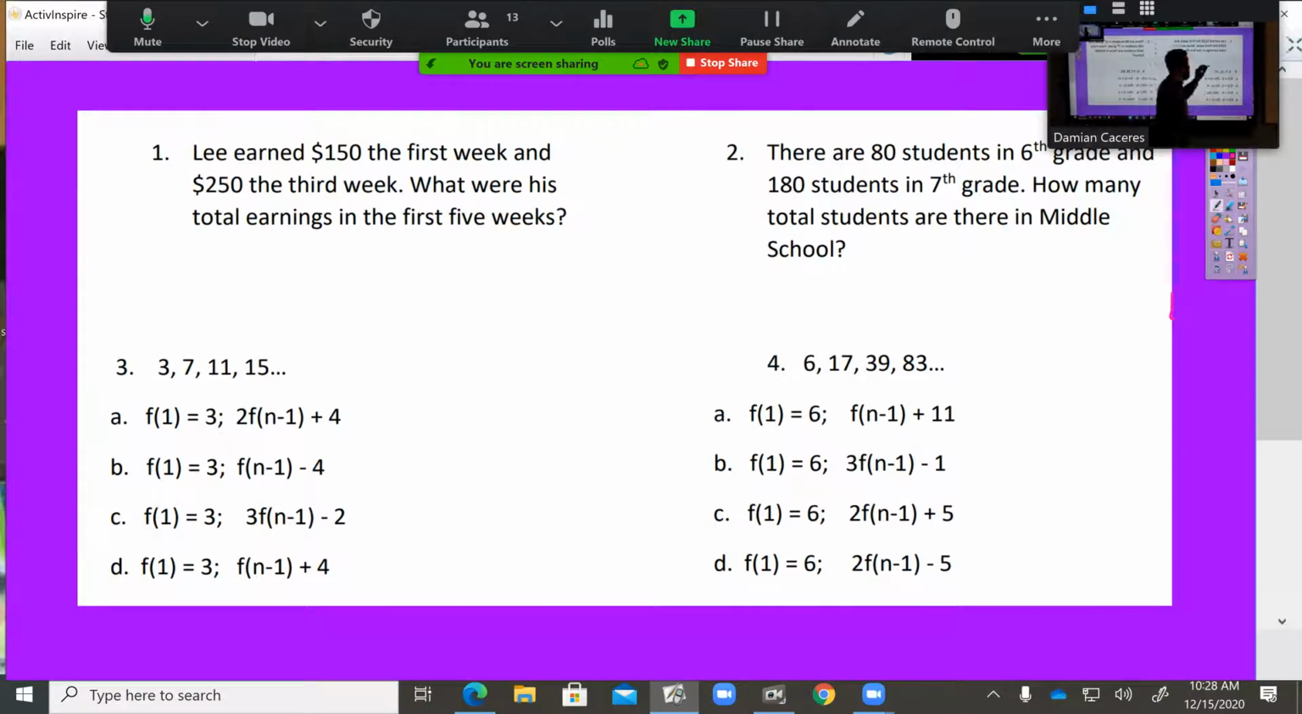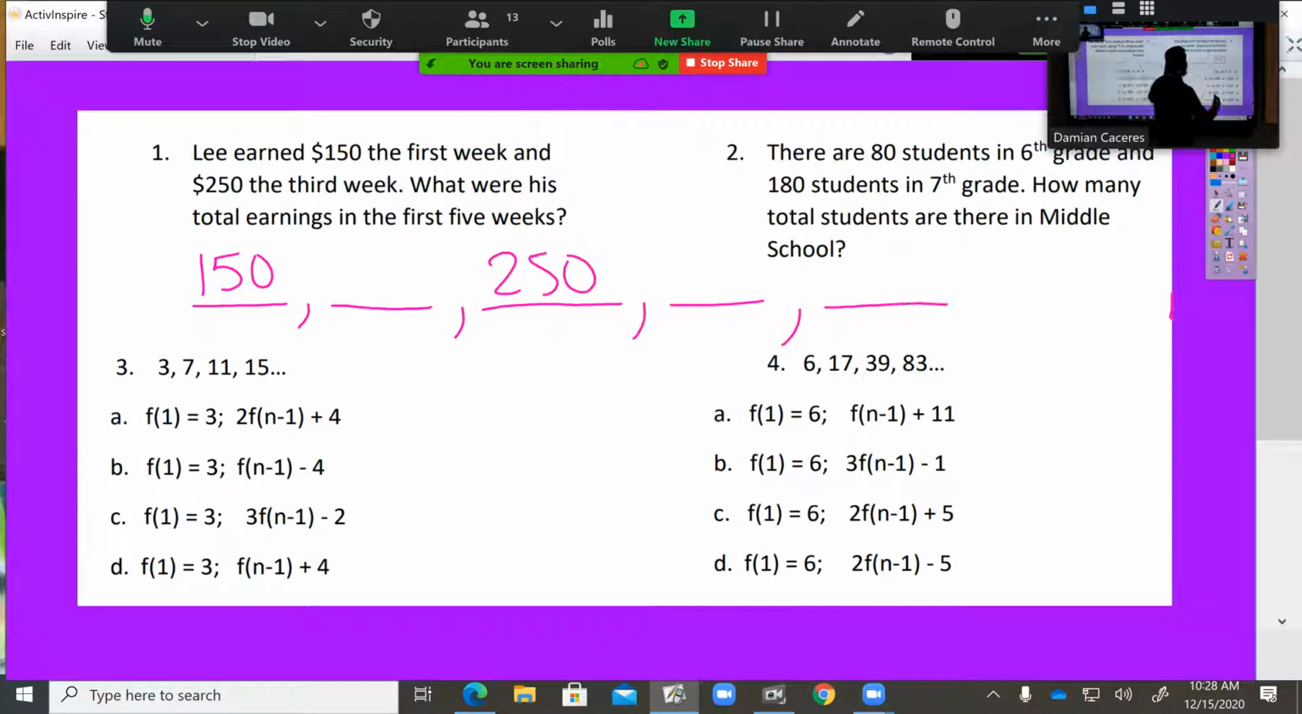So let me explain the first one again just in case. They tell us that the first week he made 150. Second week they don't tell us how much he made. Third week is 250. Now we add 2 empty spaces because it wants us to calculate the earnings for 5 weeks. So we have to figure out what the pattern is, but they skipped a number.